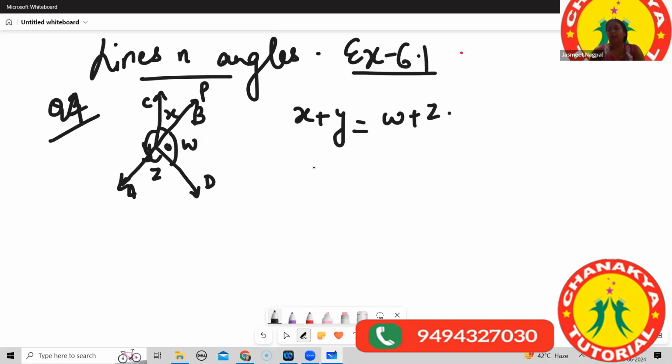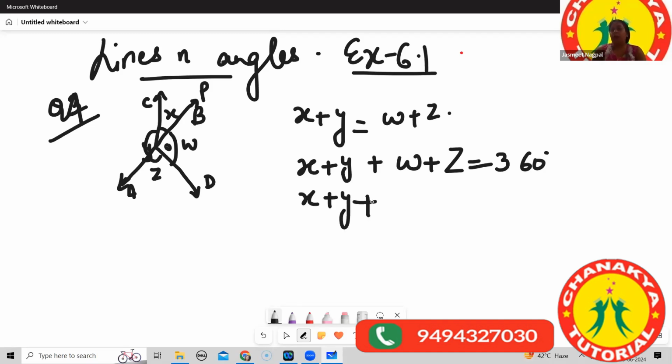So this is a reflex angle. Straight line, there are two, means they are moved like that and like that. So there is a 360. So if you take x plus y plus w plus z, the whole part is equal to 360 degrees, then x plus y is equal to w plus z. So you will write x plus y instead of w plus z, because these two are equal.